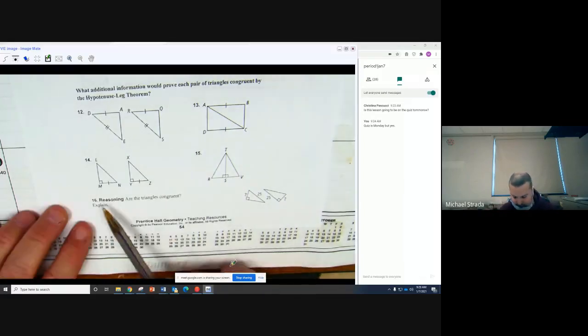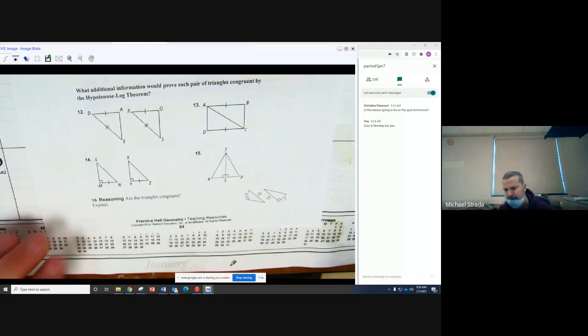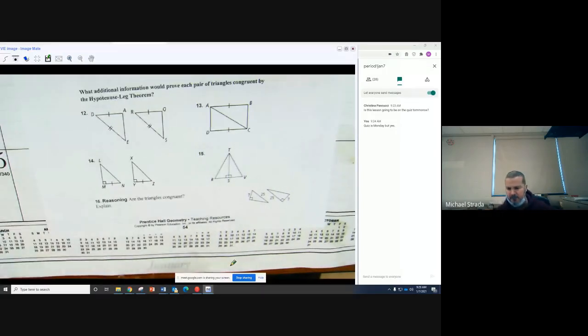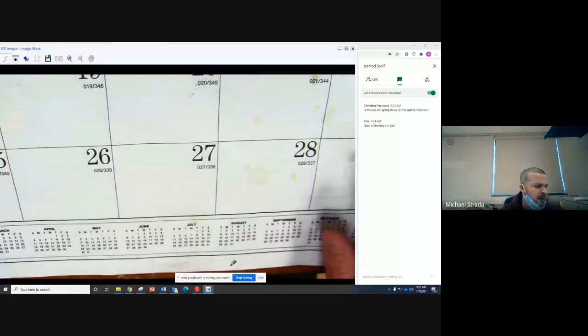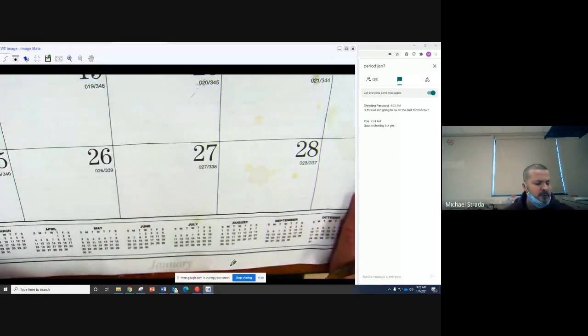And then 16, are the triangles congruent? Explain why or why not. All right. Before talking about other things, everybody good with the homework? All right. So then, here's the plan.